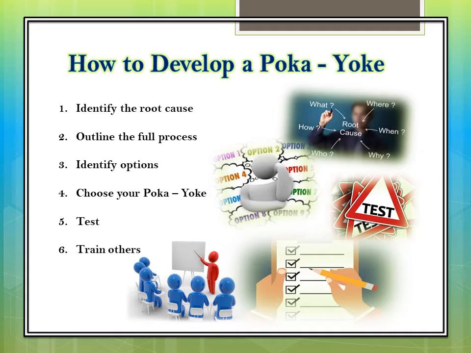First, identify root causes. Second, outline the full process. Third, identify options. Fourth, choose your Poka-yoke. Fifth, test. And the last one is train others.